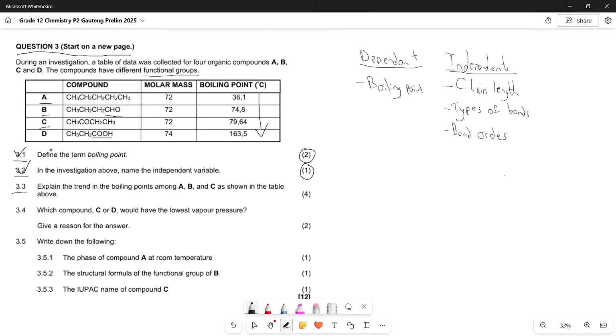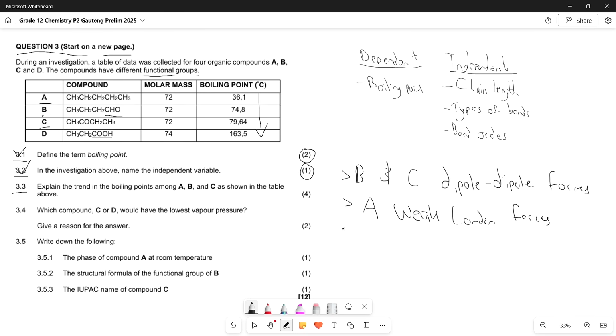So we can start off by saying that B and C both have dipole-dipole forces because of the O attached to the C for both of them. Next, we can discuss what type of forces A has, and it has weak London forces because there aren't any other elements besides the carbon and hydrogens. So A has weak London. This would earn us 2 marks so far.